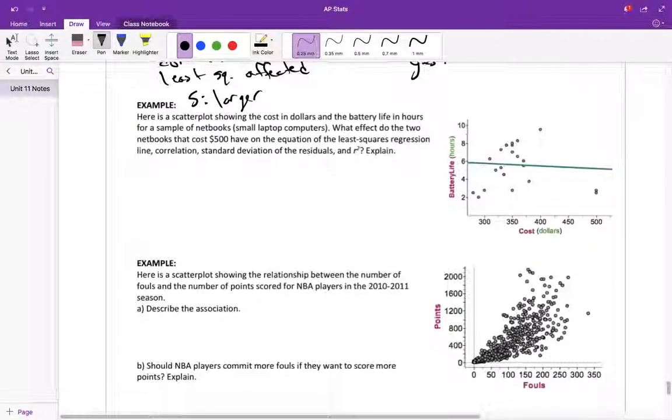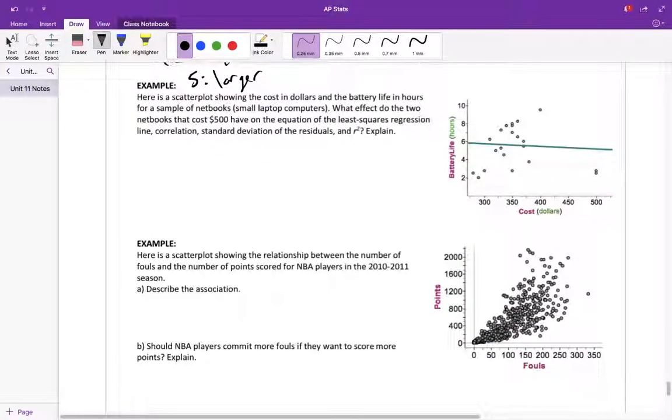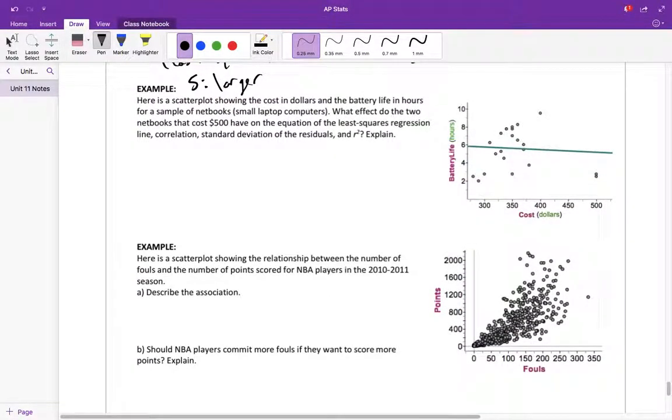Okay, so we're only going to look at a couple examples today, and that's going to be it for our notes. In this example, here's a scatter plot showing the cost in dollars and battery life in hours for a sample of netbooks, which are small laptop computers. What effect did the two netbooks that cost $500 have on the equation of your least squares regression line, your correlation, your standard deviation of the residuals, and R squared? And so the two that we're looking at are these two out here.